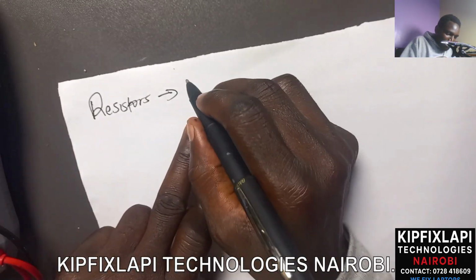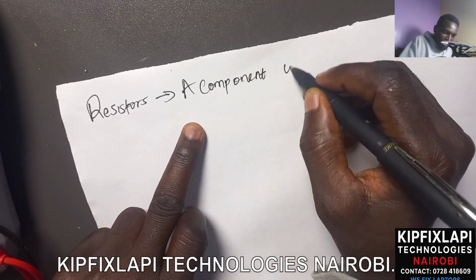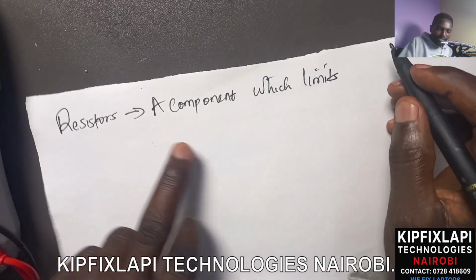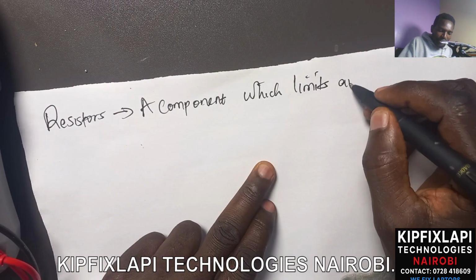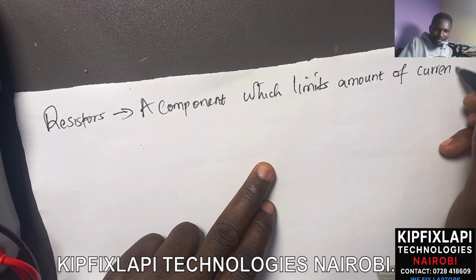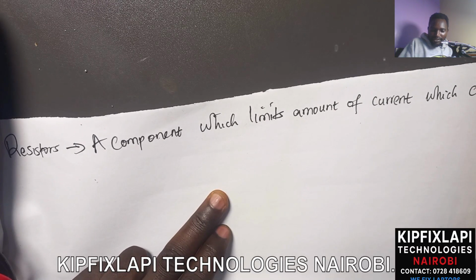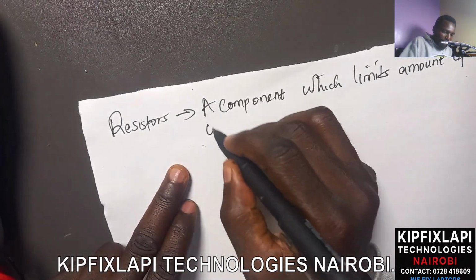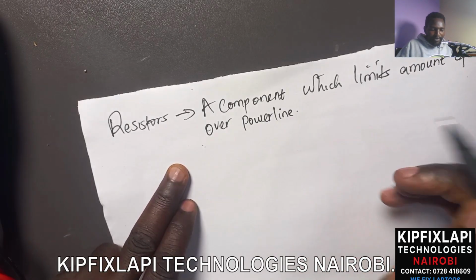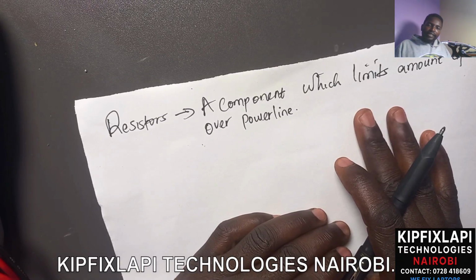Resistors, we say these are components which limit the amount of current which crosses over the power line. Yes, the power line is one and the same thing. So this power line is the route.